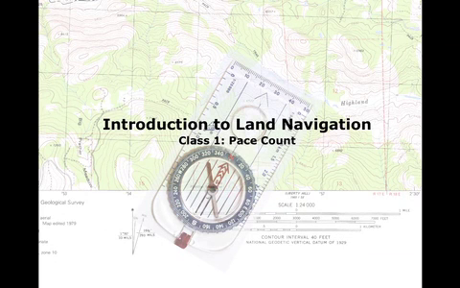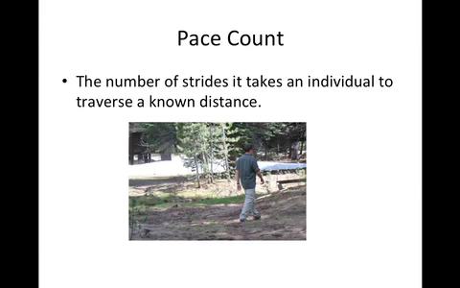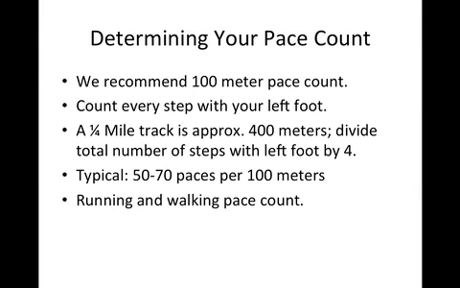Now pace count is simply a way of measuring the distance you've traveled on the ground. It's the simplest and easiest and probably one of the most accurate ways to measure the distance you've traveled. So a pace count is simply the number of strides it takes an individual to traverse a known distance. Typically, we break up the distances into 100 meters so that you know the number of steps it takes you to move exactly 100 meters. When you look at the map, if you've kept track of your pace count, you know exactly how far you've moved. The concept is very simple.